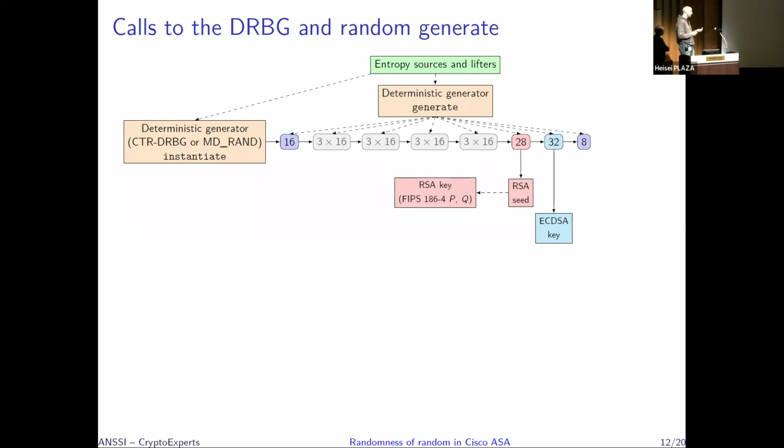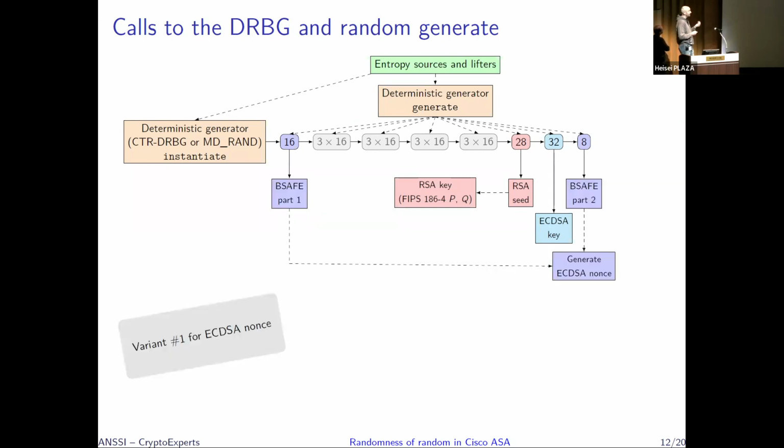And in order to produce the signature on the certificates, you need a nonce. And that nonce is not directly taken from the deterministic generator, but it's taken from the BSAFE. So we request 32 bytes of random from the BSAFE, and that BSAFE lifter has been initialized with 24 bytes of random, 16 bytes, and then 8 bytes. So there is already a problem in there, 24 bytes in and 32 out.